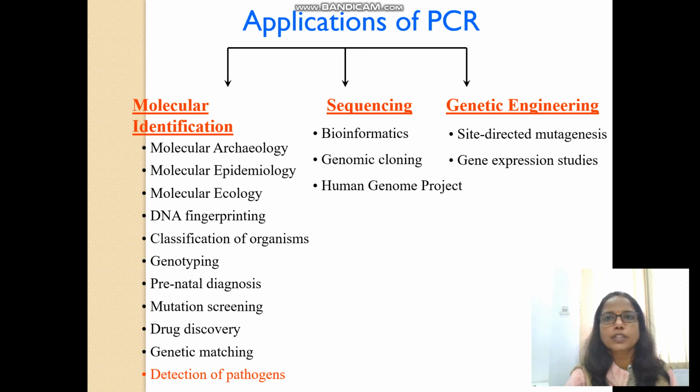Now coming to the applications of PCR: molecular identification, archaeological studies, epidemiological studies, molecular ecology, DNA fingerprinting, classification of organisms, genotyping, prenatal diagnosis, mutational screening, drug discovery, genetic matching, and the detection of various pathogens. It can also be used for the sequencing process, which is useful for bioinformatics studies, genomic cloning, and the human genome project.